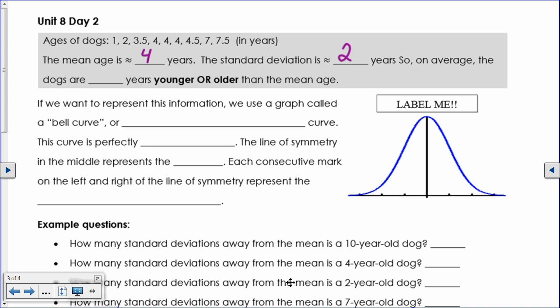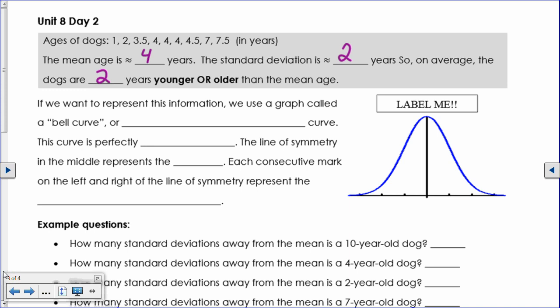So on average, the dogs are what? 2 years younger or older. Yeah, so that's another way to understand the standard deviation. If you know the standard deviation is 2, that means that they are on average 2 years younger or older than the mean. Okay? So what we're going to do is practice working with this guy right here, which is called a bell curve. We're going to be using bell curves to help us understand Z-score and probability once we move on to that next lesson.